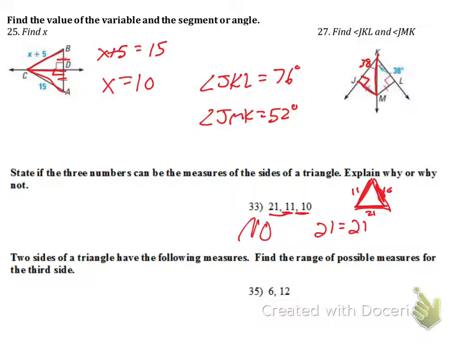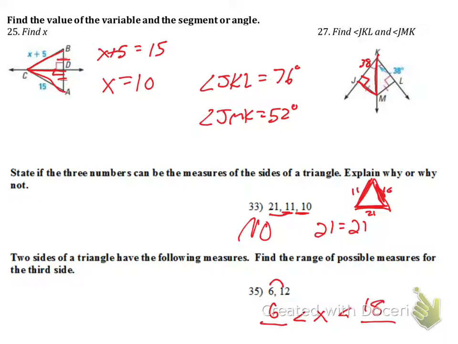All right, two sides of a triangle have the following measures. Find the range. So what we need to do is set it up like this, right? Blank is less than x, which is less than blank. So you set it up like that, okay? Then you take the bigger number minus the smallest number, so 12 minus 6 is equal to 6. And then you add these two together, so 12 plus 6 is 18.